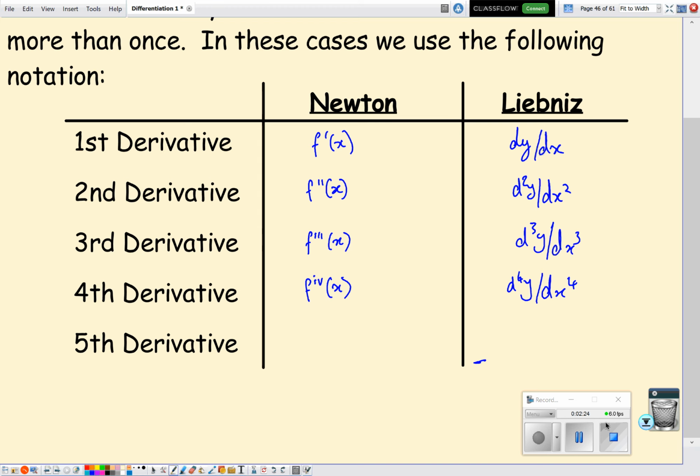And for the fifth derivative, and you get the idea here, we'll use v, the Roman numeral v. So f v of x and d5y by dx to the power 5. Okay, so that's the system for finding higher derivatives at Advanced Higher. For the Newton notation, f dash, double dash, triple dash, and then the Roman numerals after. And for the Leibniz notation, just inserting the numbers 2, 3, 4, or 5, or so on, as shown. Right, so that's the notation.